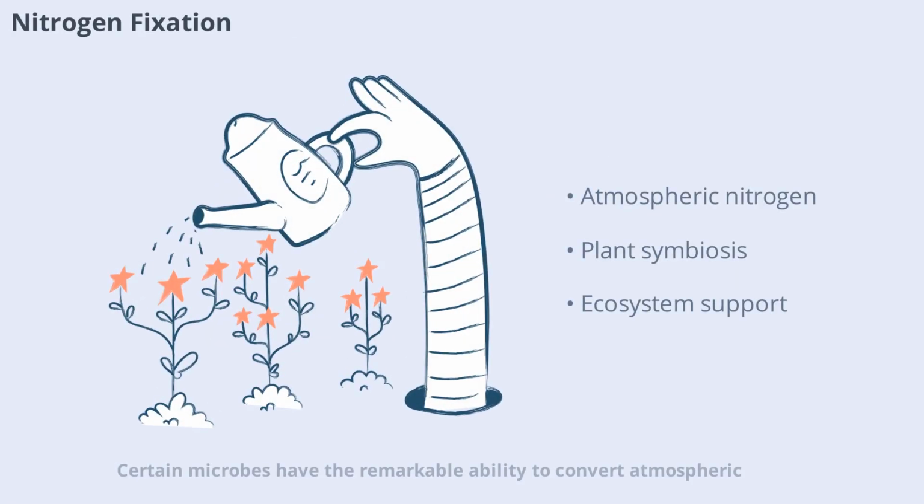Certain microbes have the remarkable ability to convert atmospheric nitrogen into forms usable by plants and other organisms. This process, called nitrogen fixation, is essential for agriculture and natural ecosystems. Nitrogen-fixing bacteria often form symbiotic relationships with plants, providing them with vital nutrients in exchange for shelter and food.